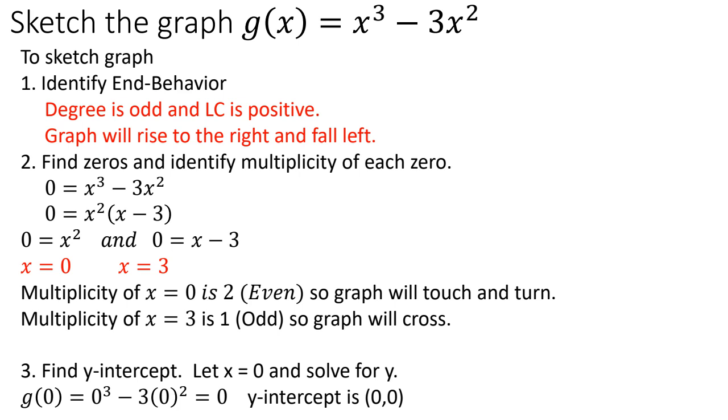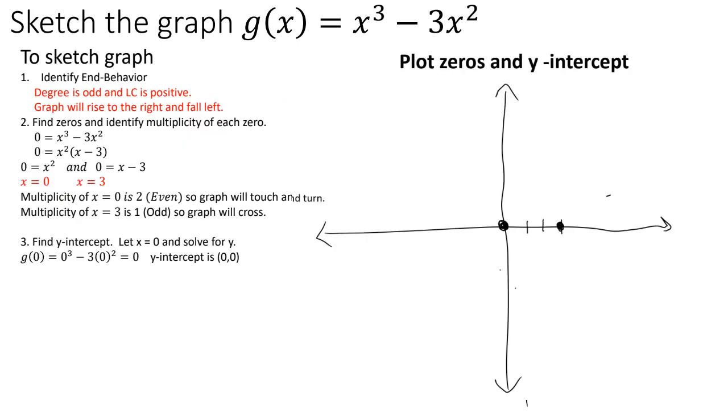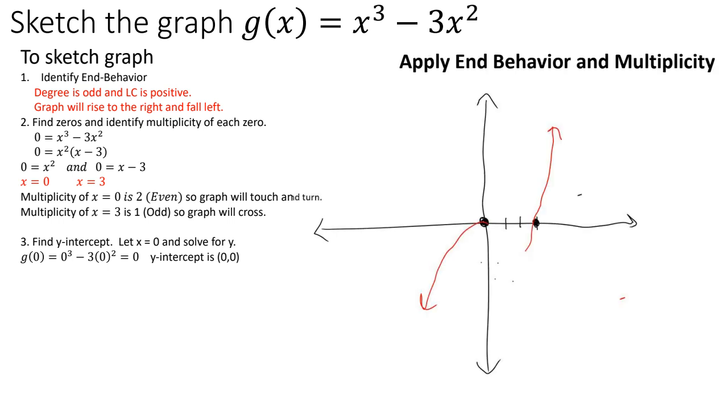Okay, so let's put what we have. We know that the graph touches and turns at 0, and we know that it crosses at 3. We also know that this graph is going to fall on the left and rise on the right. So let's go ahead and put those arrows here. On the left of this 0, it's going to fall. And to the right of this 3, it's going to rise. Okay, this is the end behavior of this graph.